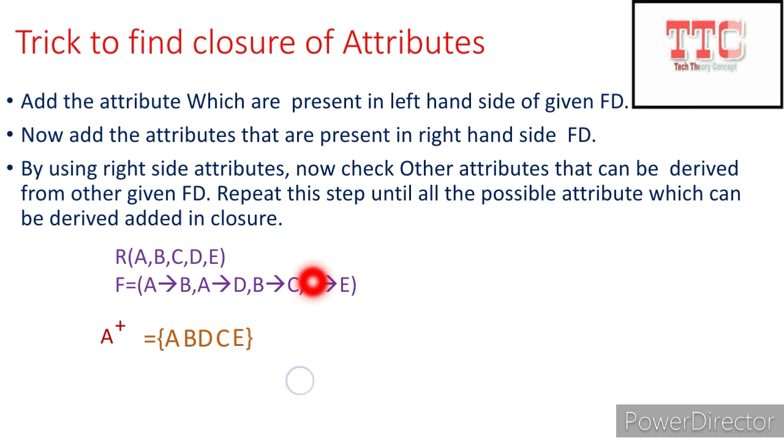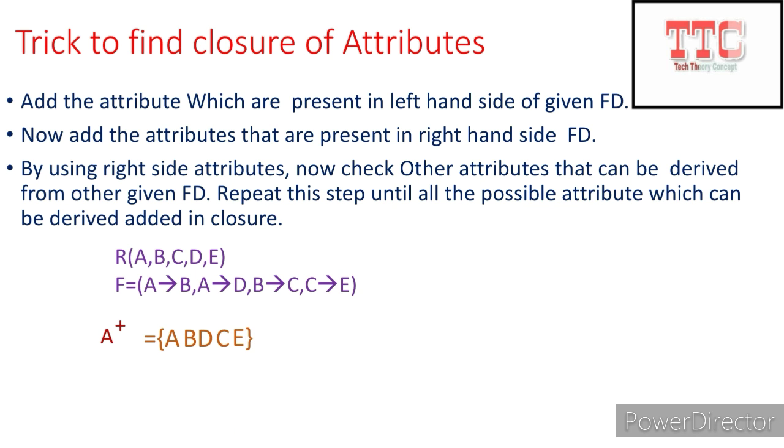We have checked all the functional dependencies. There is no functional dependency remaining. There is no other functional dependency that starts from E. So the closure of attribute A is A, B, D, C, E. Here the sequence doesn't matter.